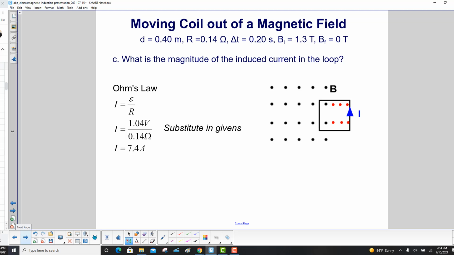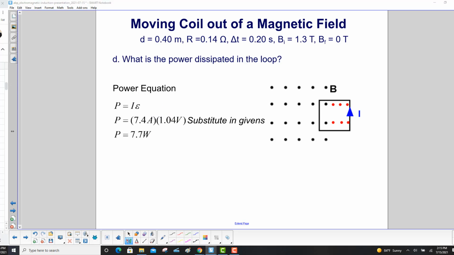What is the magnitude of the induced current in the loop? Good old Ohm's law here. We put our induced EMF for voltage, 1.04 volts, over the resistance in the loop, 0.14 ohms, and we get a current of 7.4 amps. We want the power dissipated in the loop, so we use our power equation, P is equal to IV, or P is equal to current times EMF, substitute in our values that we found and were given, and we get 7.7 watts.